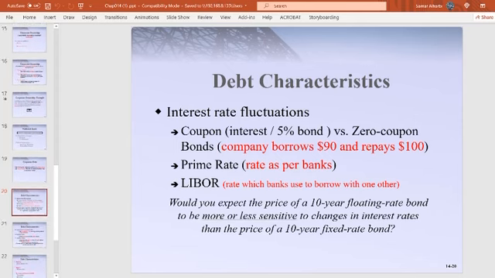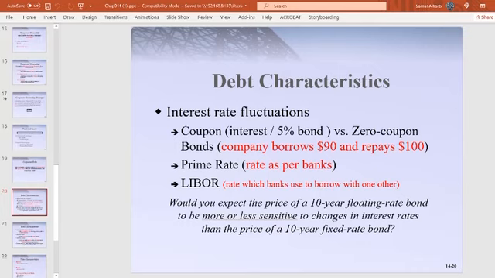Now here we have some characteristics of debt. Our first one: interest rate fluctuations. Any change in the interest rate will affect the bond because this is the way they construct the bond. They construct the bond based on the interest rate. Think of it as a product. This product depends on the interest rate in the market. Coupon is the interest rate. For example, they give you 5%, and we also sometimes have zero coupon bonds.